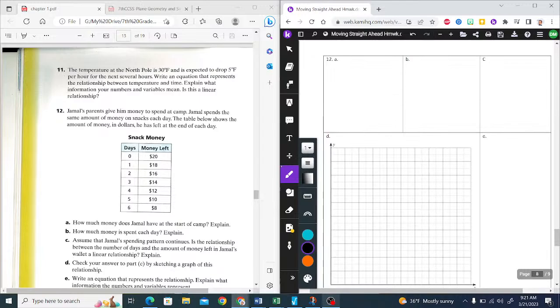Number 12, Jamal has $20 at the start of camp. He spends $2 each day. Yes, it's linear because it's a constant rate.